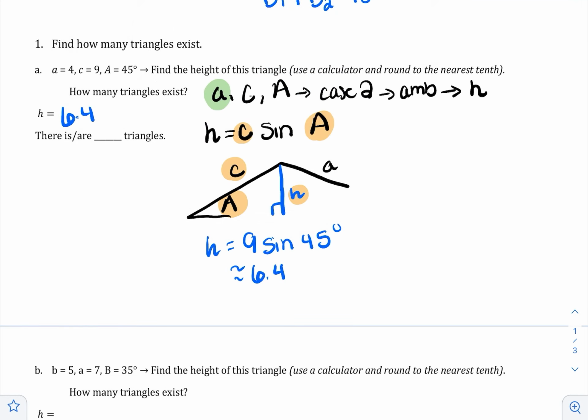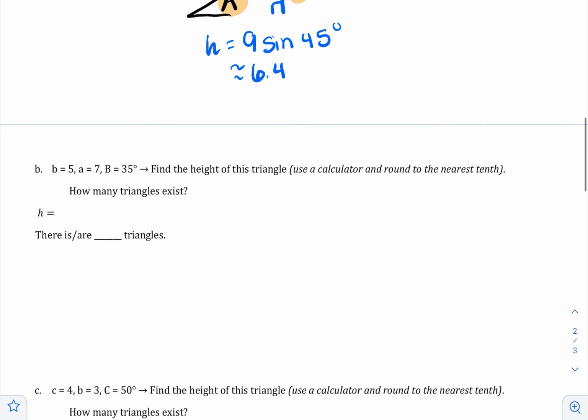So A, which is 4, is less than the height. So you're going to have a little T-Rex arm. Your triangle is not going to be able to close, so you're going to have 0 triangles. It's unsolvable. You cannot solve. Let's take a look at another one.